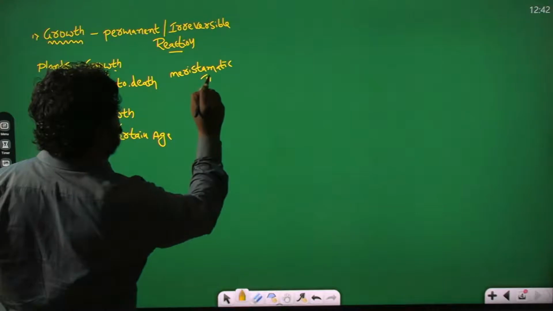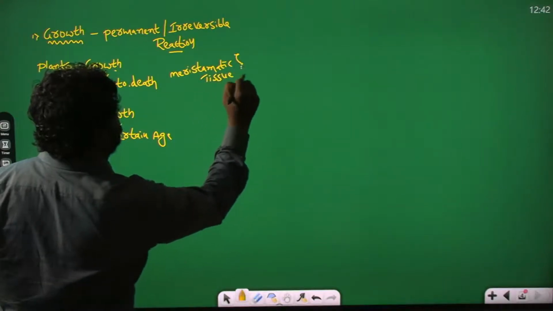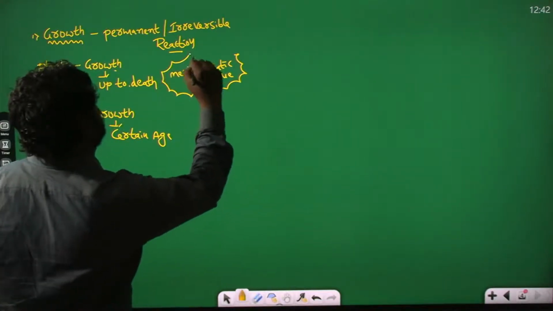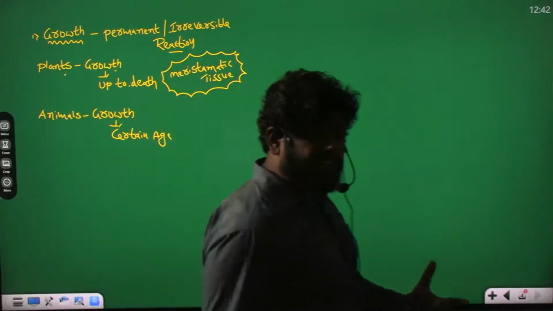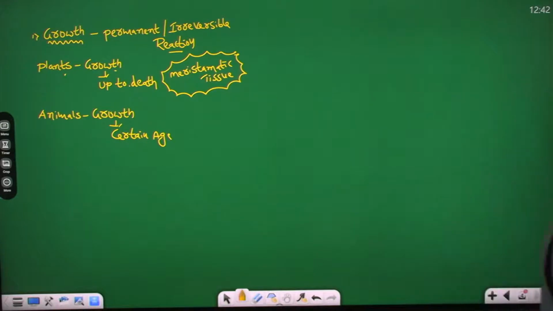Because of meristematic tissue. What is meristematic tissue? The tissue which divides continuously is called meristematic tissue. Means division capacity containing tissue is called meristematic tissue. Plants consist of what? Meristematic tissue. That's why plants show growth up to death.